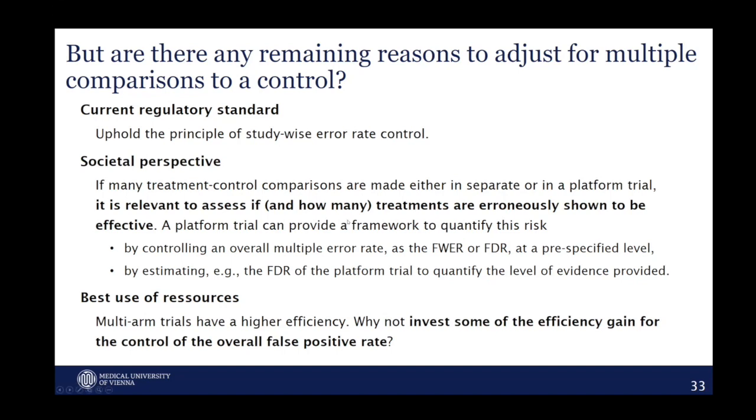And finally, an argument is the best use of resources. Sharing control leads to a substantial gain in efficiency compared to separate trials. Instead of spending all the gain in statistical power, you could spend at least some of the gain in the control of the overall false positive rate. So you could argue that the benefit should be shared somehow between the sponsors in terms of power and the regulators in terms of error control.